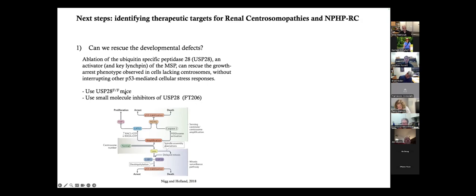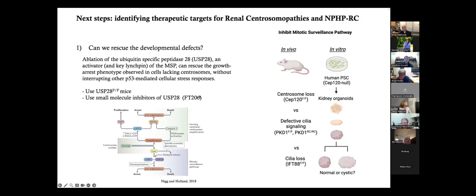So we're planning on using genetic models like the mice and small molecule inhibitors in our CEP120 knockouts to see if we can rescue those defects. So the experimental setup is that we take our CEP120 loss and take models of ciliary signaling loss or ciliary structure loss and inhibit this mitotic surveillance pathway to see if we can rescue the kidney developmental defects. And then we're also trying to do this in vitro. We got lucky. We got primary cells from those patients with CEP120 mutations. We were able to reprogram them into iPSCs and have grown kidney organoids from them. And so we can go in these organoids and disrupt this pathway again as a model of early nephron development and see if we can rescue this.